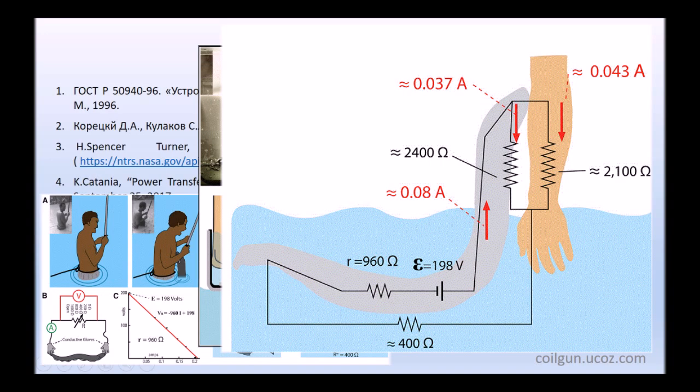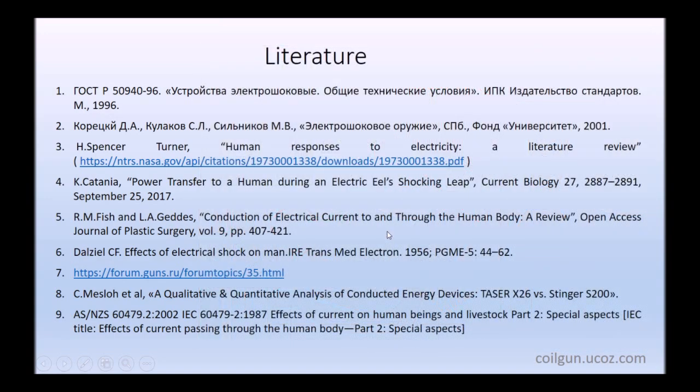Okay, here are two papers with medical reviews on the influence of electric current on humans. This is a Russian forum, which contains concentrated information about electroshocking devices and their parameters. This is a very useful document about comparative analysis of two types of shockers, Taser and Stinger, and the most useful part in it is its appendix, where the creators of Stinger argue about the criticism of their device, and they describe some medical aspects of how it shocks the human. And the last one is an international standard about the effect of current on human beings, very useful.